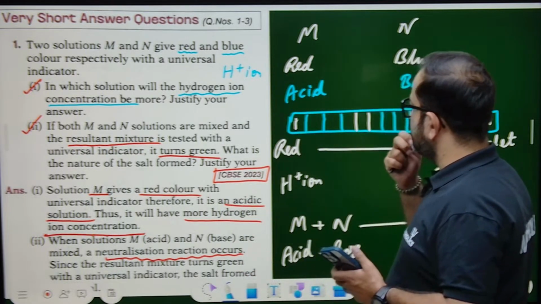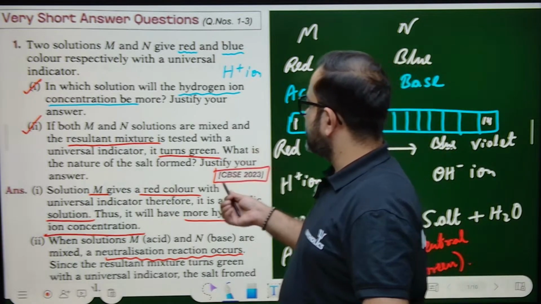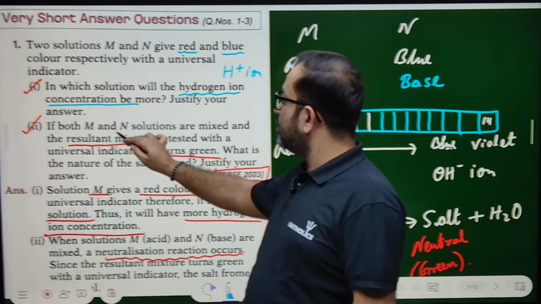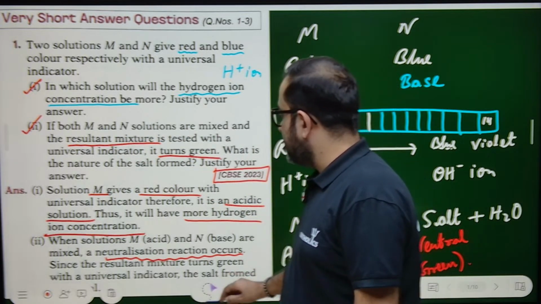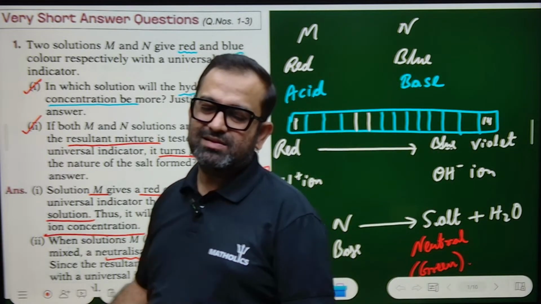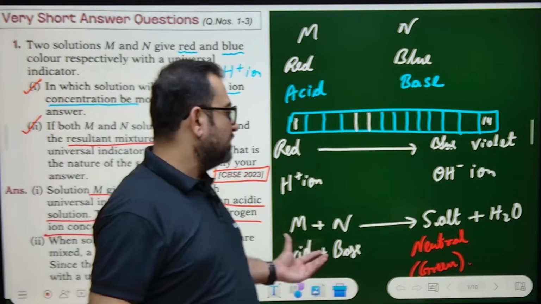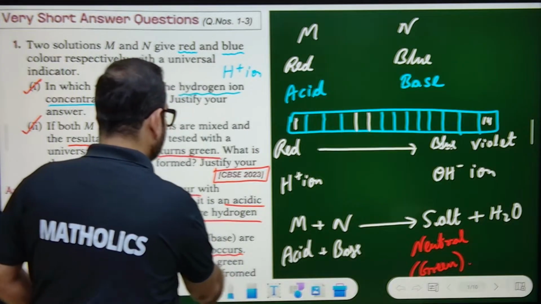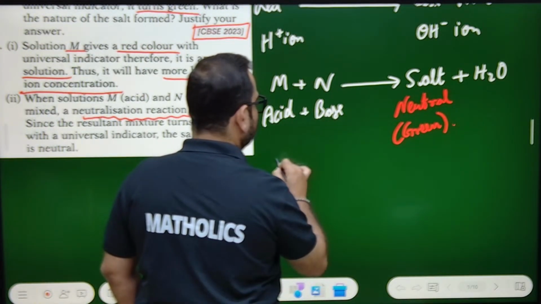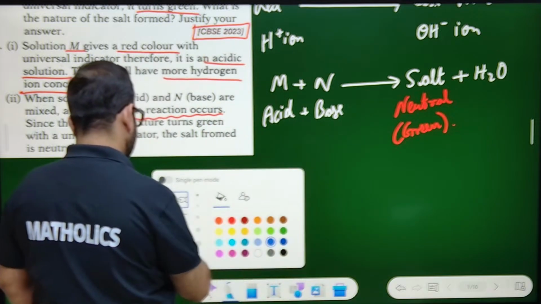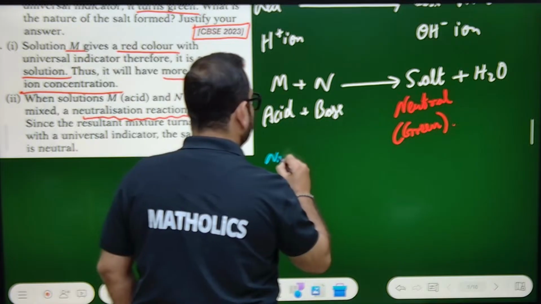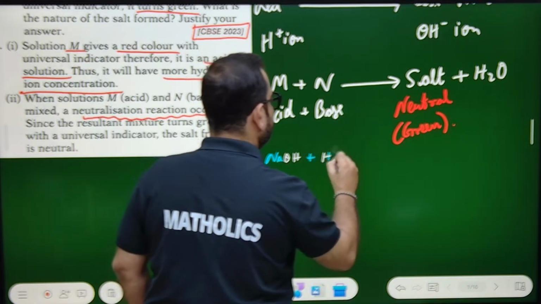Okay, look at this question first. This type of question is expected, right? This is also from CBSE 2023, right? So the next part is: if both M and N solutions are mixed, that means if acid and base are mixed, what will be formed? Salt and water will be formed. You have to give some example, like say an acid you can give, and a base you can give NaOH plus HCl. Try to form the reaction.